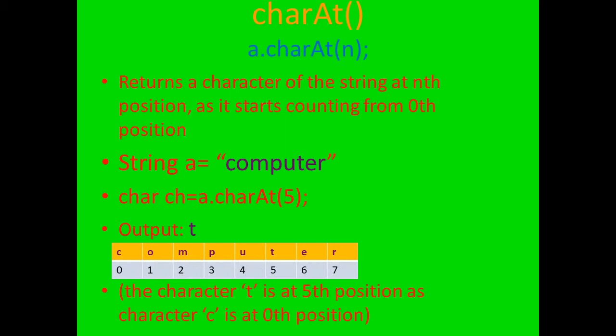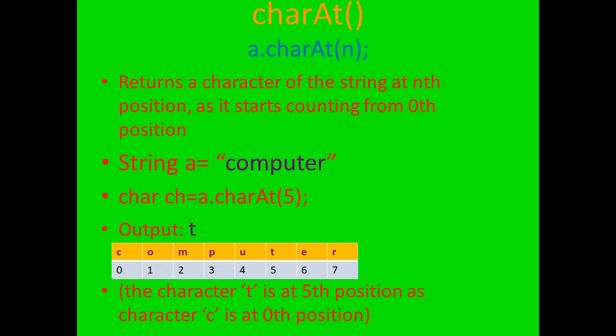And if you are using this character function, you will get a character output. Because of that, I use the character variable to store the value: char ch equal to a dot charAt 5, the fifth position I had given. Then with the help of that table, we just look into that table. In the fifth position, we know that the character is t.